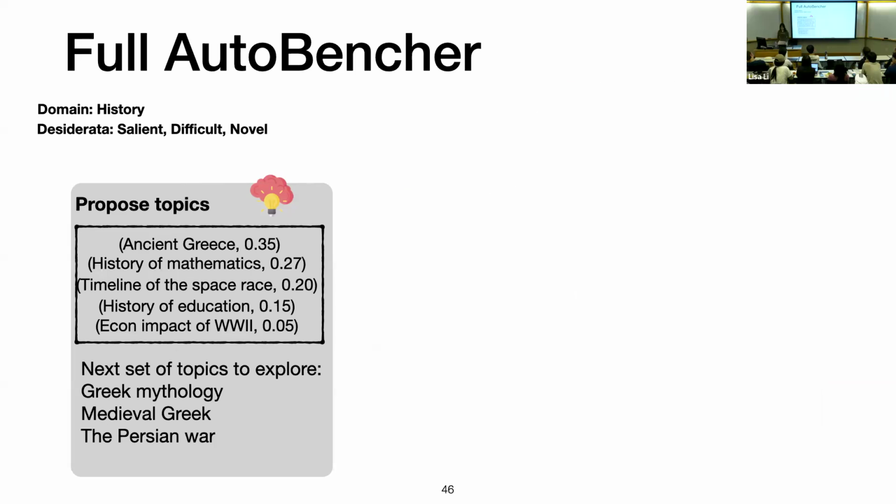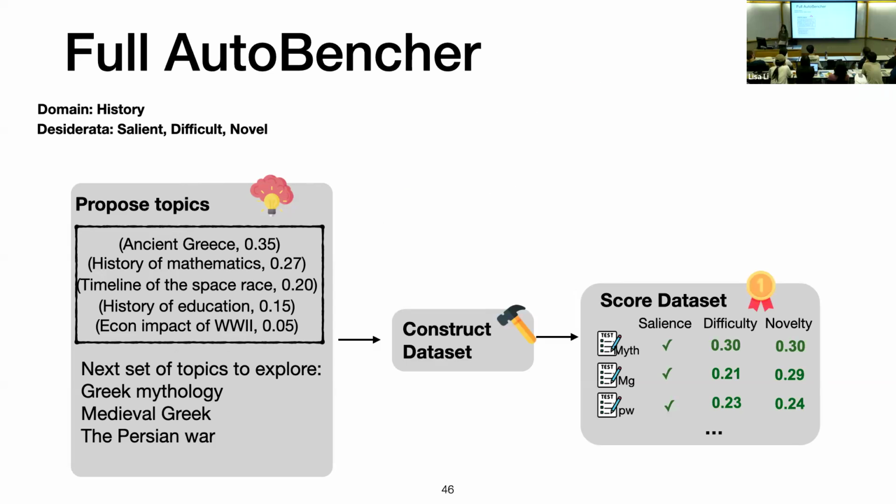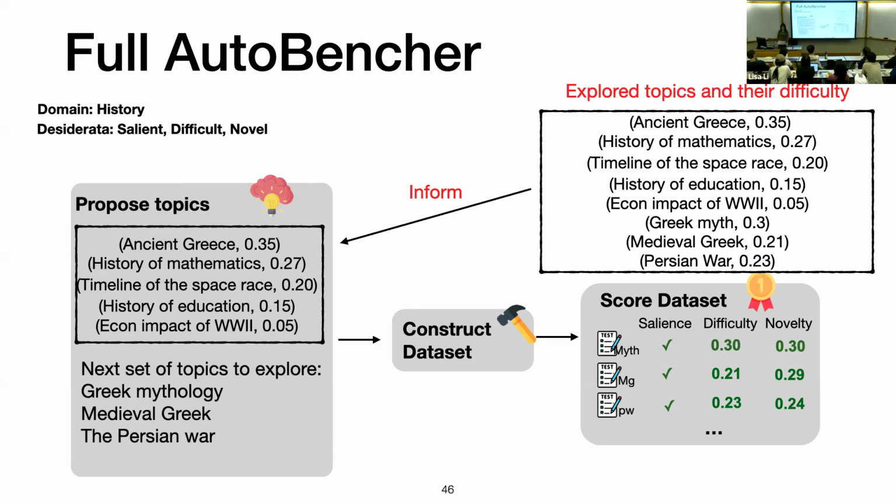And now the proposal language model has richer information about what topics are likely to be hard for the test taker models. So it makes better topic proposals. And then we use the language model to construct and score the data set and accumulate more history to the trajectory. And we repeat this until we run out of budget.